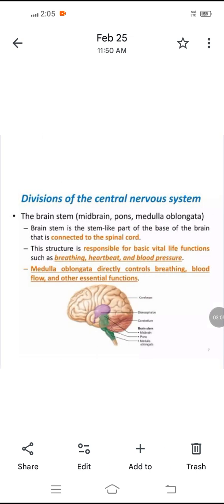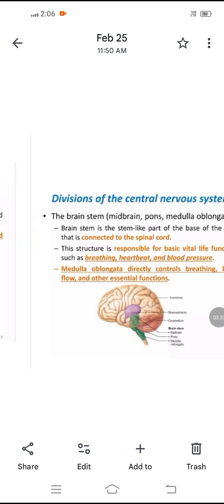Next, we can see the brainstem. The brainstem consists of midbrain, pons and medulla oblongata. The brainstem is a stem-like part at the base of the brain that is connected to the spinal cord. It regulates the basic vital life functions such as breathing, heartbeat and blood pressure. The medulla oblongata directly controls breathing, blood flow and so on.